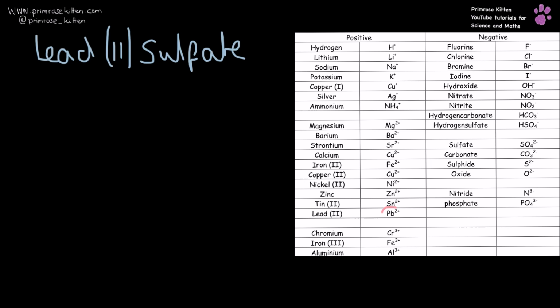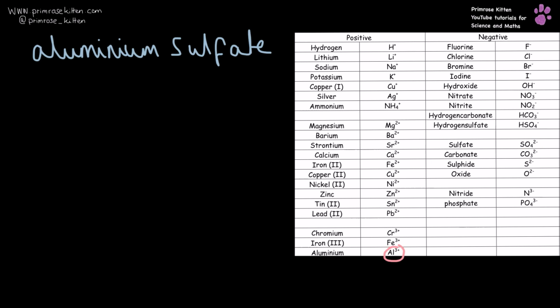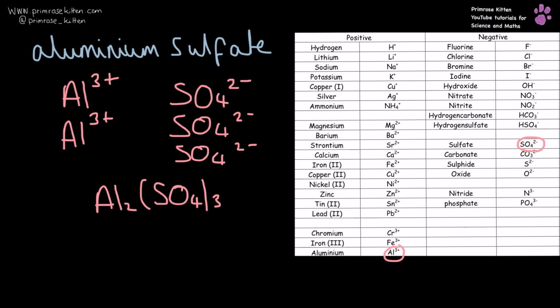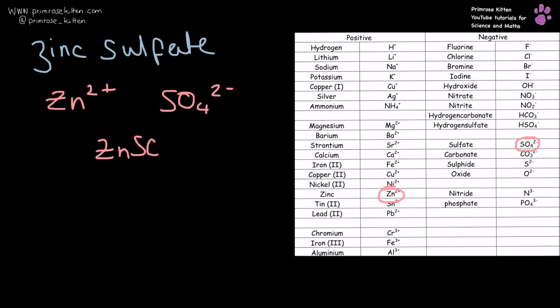Lead 2 sulfate, Pb2+ SO4 2-, PbSO4. Aluminium sulfate, Al3+ SO4 2-. So we need an equal number of positive and negative charges, which gives Al2(SO4)3. Zinc sulfate, Zn2+ SO4 2-, ZnSO4.